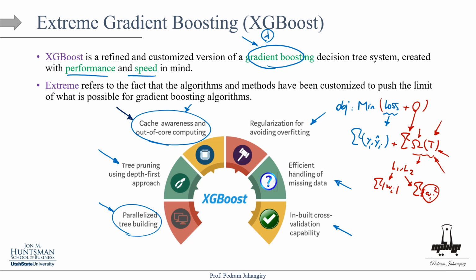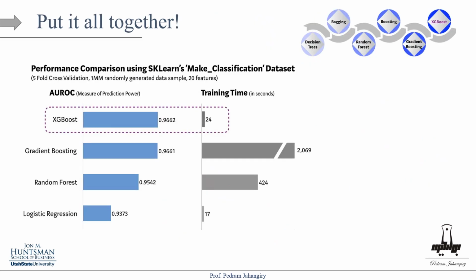work with. Okay, so now let's put it all together by looking at the performance comparison using scikit-learn's make_classification dataset. This is a toy dataset that comes in scikit-learn. And imagine we're working with 1 million randomly generated data points, and there are only 20 features. So this is relatively low dimensional data, but the number of observations is relatively large, let's say 1 million. And now we are comparing 4 different models: XGBoost, gradient boosting, random forest, and logistic regression.